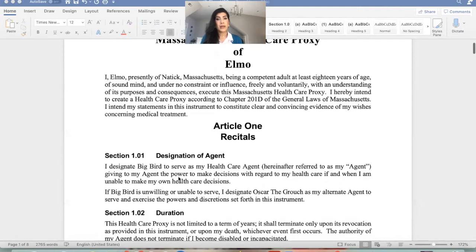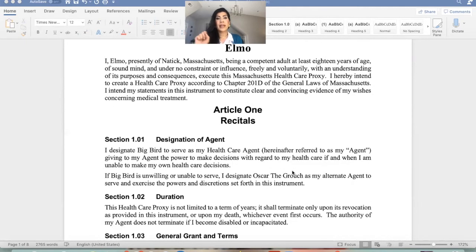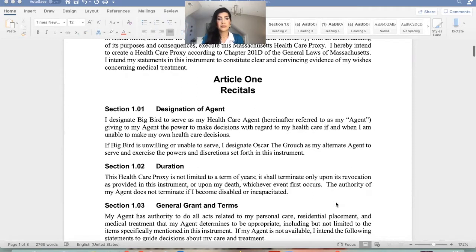Okay. And what I always recommend too, is before you give it to the doctor, handwrite people's phone numbers. Okay, so in this one, let's use this as an example. So I would tell Elmo, make sure you handwrite Big Bird's cell number. Make sure then you also handwrite in Oscar the Grouch's cell number. You would just add it right here. Okay, you just write it in, and the one with the phone numbers, give it to the doctor.